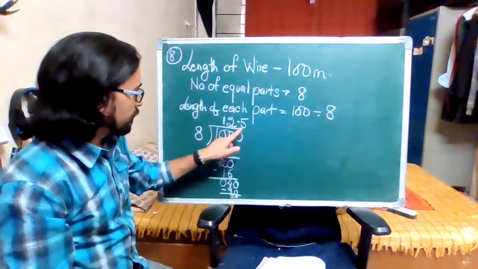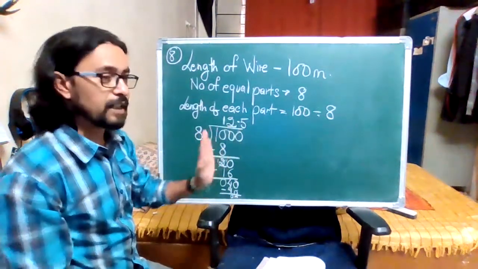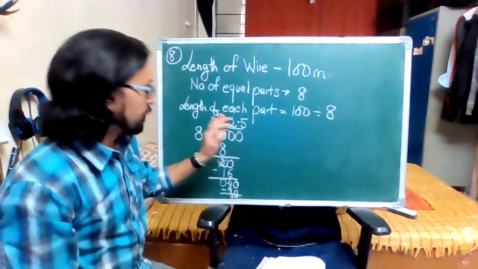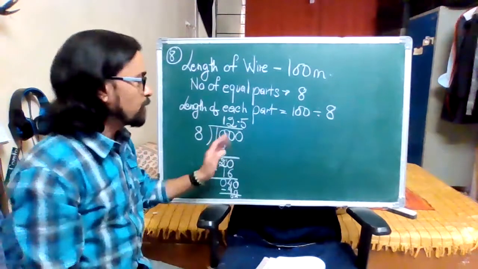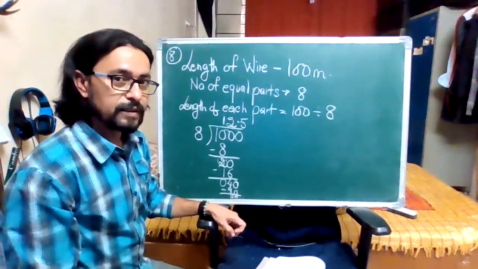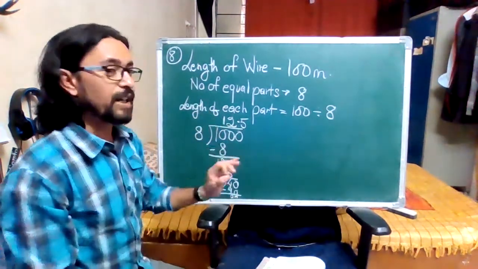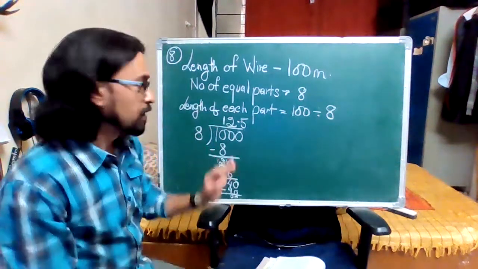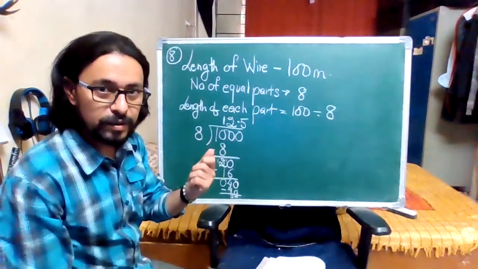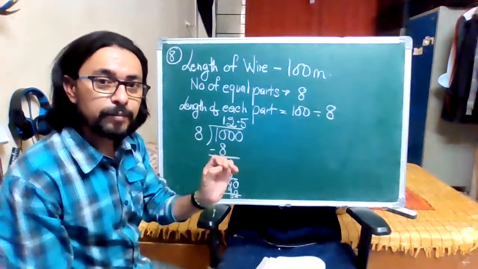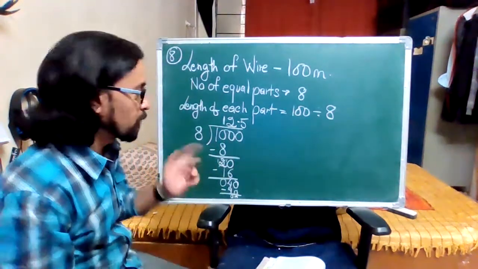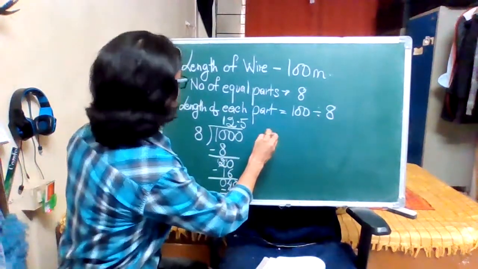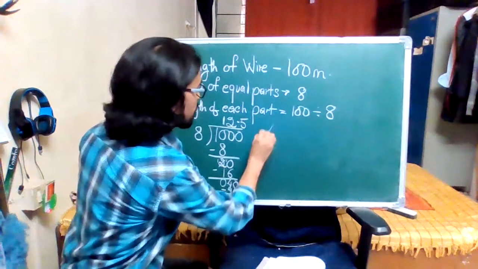And therefore, 8 5s are 40, and the entire answer has been reached. So 12.5 is the answer. So 12.5 is the length of each piece of wire. The wire is being measured here in meters. Wire is always measured in meters. So I will write my final statement.